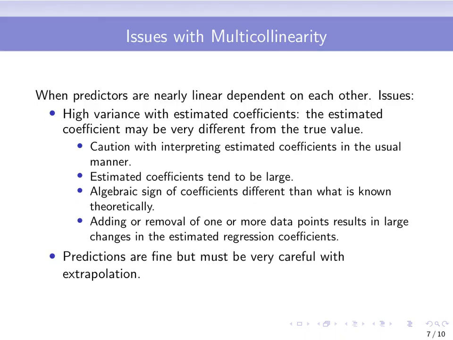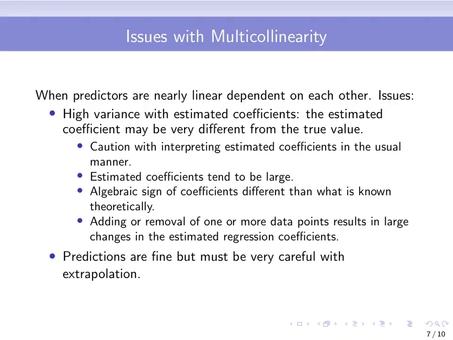The second topic that we've looked at is this topic of multicollinearity. So this happens when predictors are nearly linearly dependent on each other. So what are the issues here? The main issue is when your predictors are nearly linearly dependent on each other, then your estimated coefficients will have high variance. When your estimated coefficient has high variance, that means the estimated coefficient may be very different from the true value of the coefficient, right? So in this setting, one needs to be careful with interpreting the estimated coefficients in the usual manner, because it may not be that close to the true value.